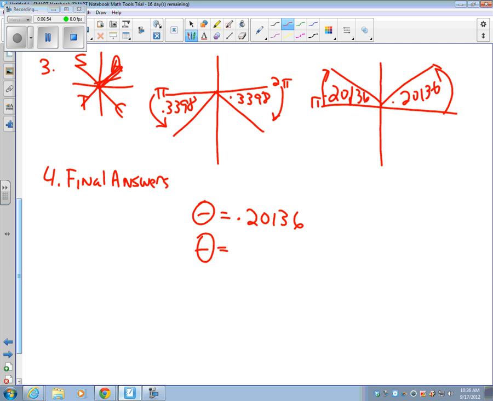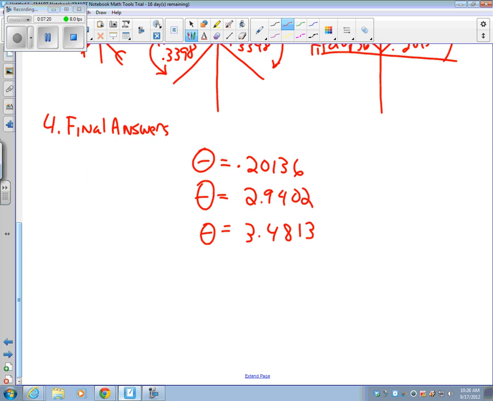And then theta equals pi subtract the answer, which gives 2.9402. Remember I said to always write it to 4 decimal places. And then we're going to do pi plus 0.3398, which gives you 3.4813. And then the last one is 2 pi subtract that, and it's 5.9433. Okay.